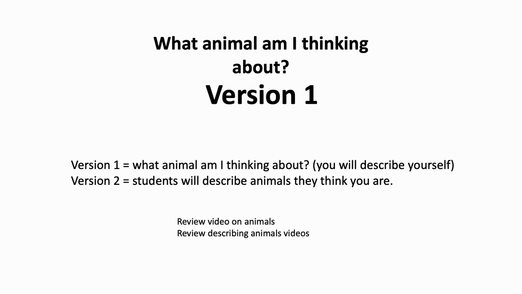Okay, this is a game called What Animal Am I Thinking About that you can play with your students. This will be one version of the game. I'll make a different one that will be played differently. But before you do this, you want to review the video on the animals. Get all your animal names down. The students should know all the animal names. And then also review describing the different kinds of animals.